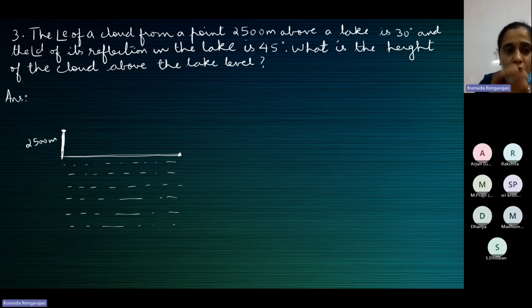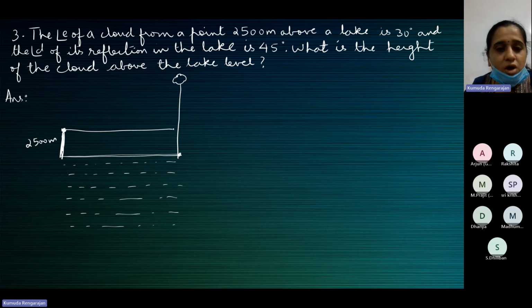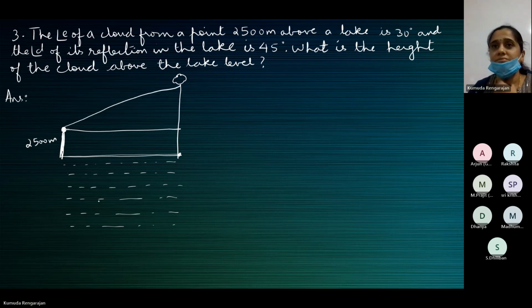The angle of elevation of a cloud from a point, that point is 2,500 meters above a lake. So this is that point which is 2,500 meters above the lake. From this point, when you look at the cloud, so this is the cloud. This is the height of the cloud from the surface of the water. The elevation is 30 degrees. So this is the horizontal. And this is the line of sight. Between the horizontal and the line of sight is the angle of elevation, which is 30 degrees.